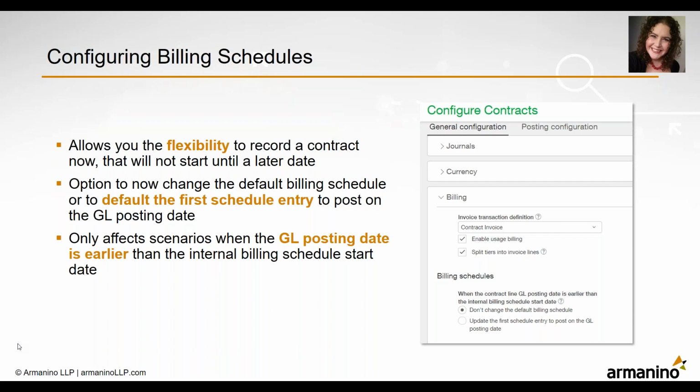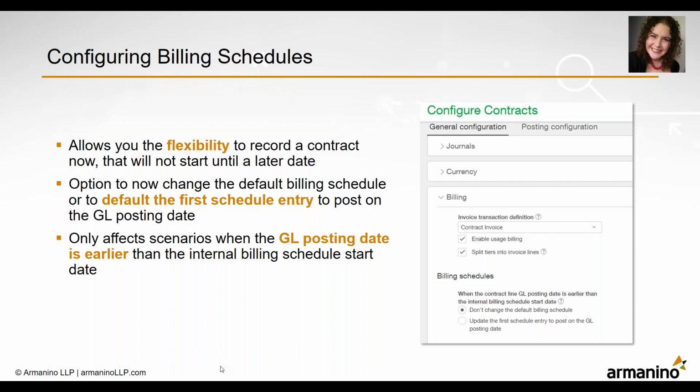What had previously happened when we introduced this in release 2 is that the GL posting date field let you separate the contract line's booking date from the operational start date, so that you can account for the booking of revenue before or after the contract line, i.e. when the contract is signed. When the GL posting date is earlier than the contract line start date, this change required that the billing date start on the GL posting date, which meant people in many cases were recognizing revenue a little bit too early.